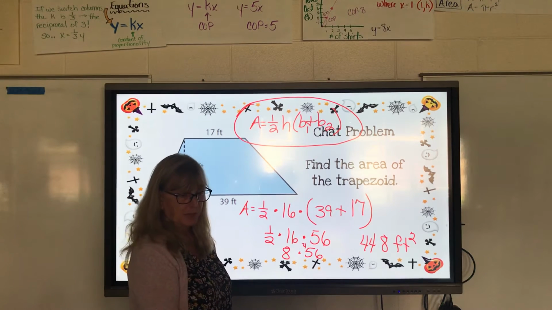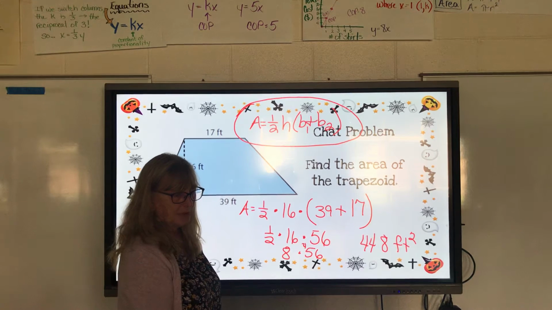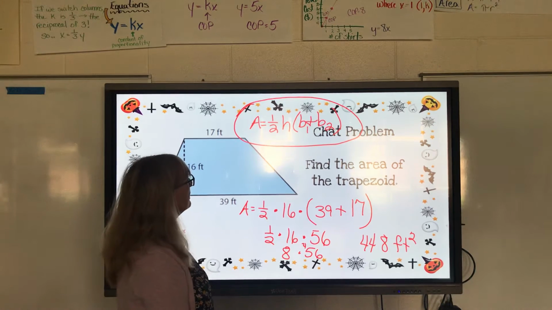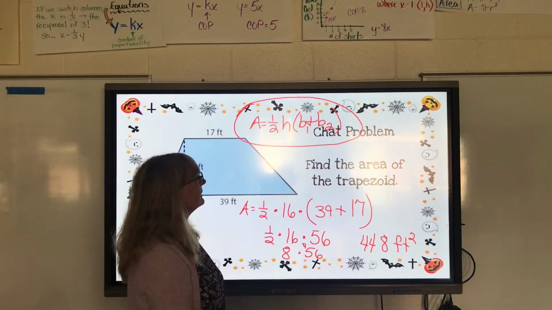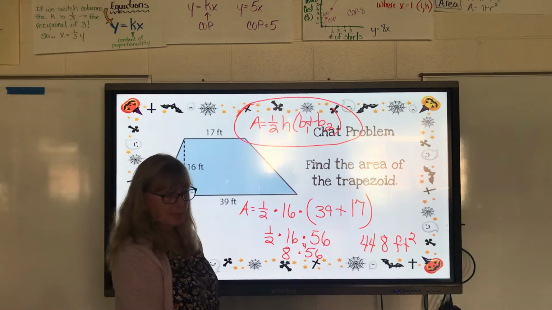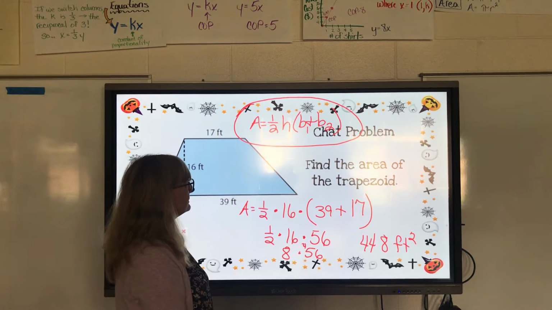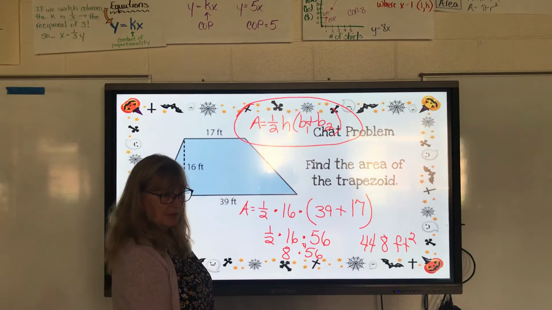Okay, questions you have for me? Does everybody have the formula written down? You can always Google it as well. I'm writing it down right now. Okay, 1/2 the height times the sum of the two bases, base 1 and base 2. All right, we good?